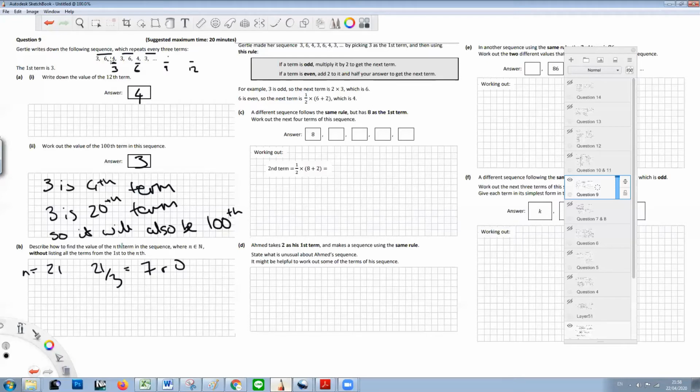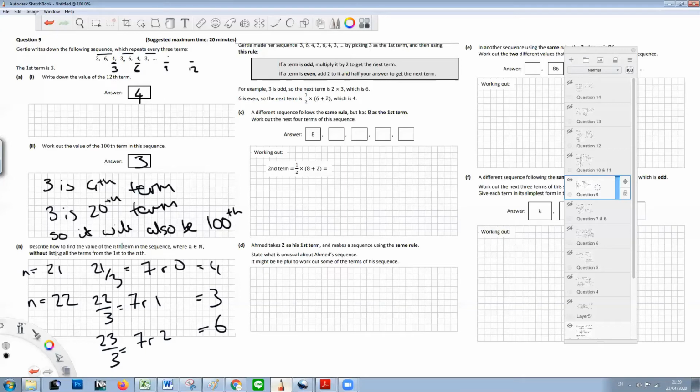So my 21st term is going to be 4. So if I divide the number by 3 and my remainder is 0, my value is going to be 4. If n is 22, well, 22 divided by 3 is 7, remainder 1. So it's going to be like the 4th term or the 7th term, so it's going to be equal to 3. And for 23 divided by 3, it would be 7, remainder 2, and your answer is going to be 6. So plugging those values in, that's basically showing how you could do it for any term using the division by 3.